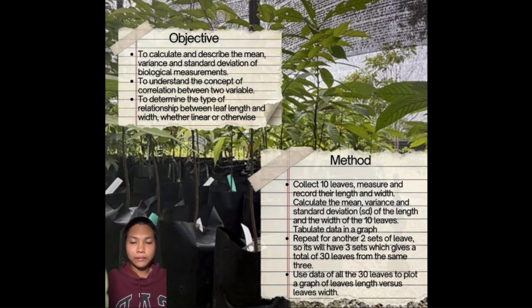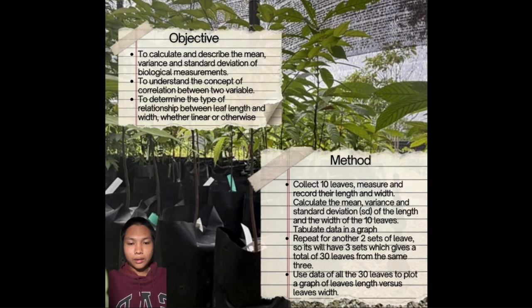Okay, the objectives for this practical are, first, to calculate and describe the mean, variance and standard deviation of biological measurements. Second is to understand the concept of correlation between two variables. And third is to determine the type of relationship between leaf length and width, whether linear or otherwise.